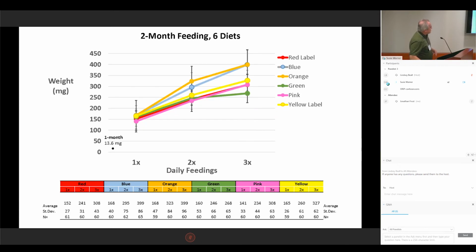And then the result for the 3-month feeding looks like this. So we have the 6 different food types. There's a red label in there, and this is our starting point. We started feeding when the fish were 1 month old. They were 13.6 milligrams then, and since then they have gained mass. This is only the mass of the fish, and this is for 1 time feeding per day, twice per day, and 3 times per day. You can see that the different diets play out in different ways, and we actually learn something from them.